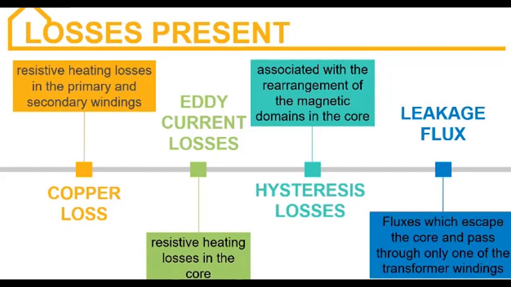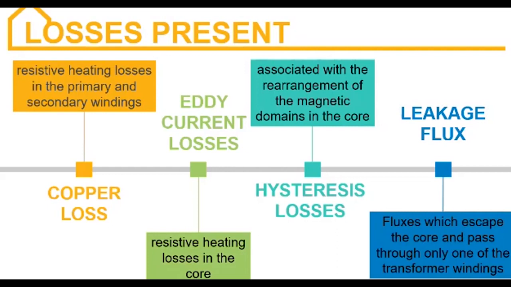Also, the hysteresis losses. Hysteresis losses are associated with the rearrangement of the magnetic domains in the core. If we observe, eddy currents and hysteresis losses are in the core, so therefore they are otherwise called core losses. Next is the leakage flux losses. These are fluxes which escape the core and pass through only one of the transformer windings. When they escape, they produce a self-inductance in the primary and secondary coils, and the effects of this inductance must be accounted for.